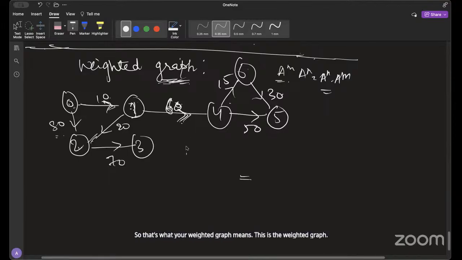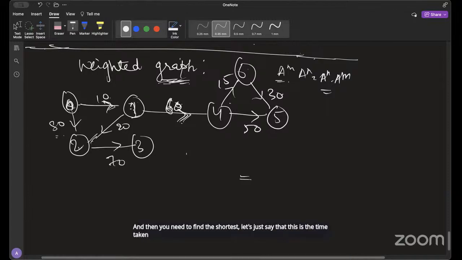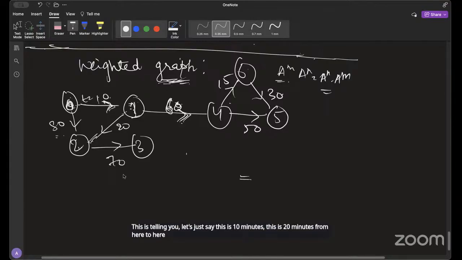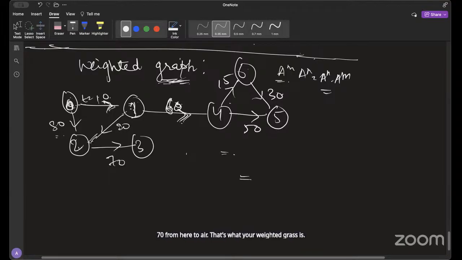And then you need to find the shortest. Let's just say that this is the time taken. Let's just say that you have something burning here, and this is the time taken to reach the fire from here, to reach the sparks from here to here. This is 10, let's just say this is 10 minutes, this is 20 minutes from here to here, and this is 80 minutes from here to here, 70 from here to here. That's what your weighted graph is. You can associate any weights to it. Weights are generally mentioned. What are the weights representing here?